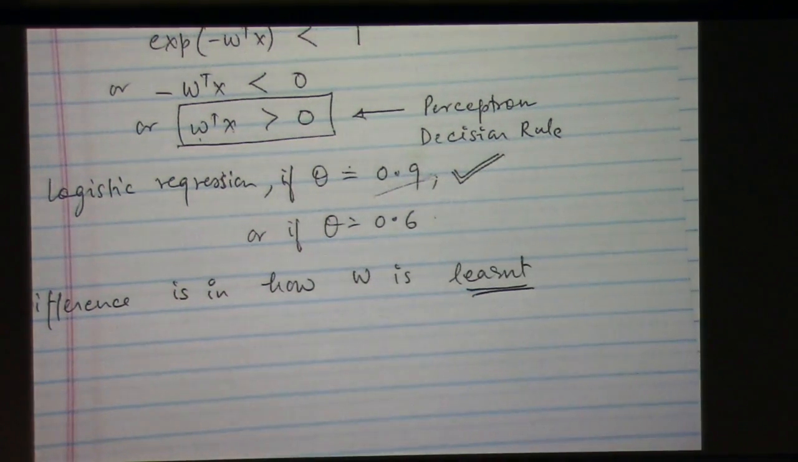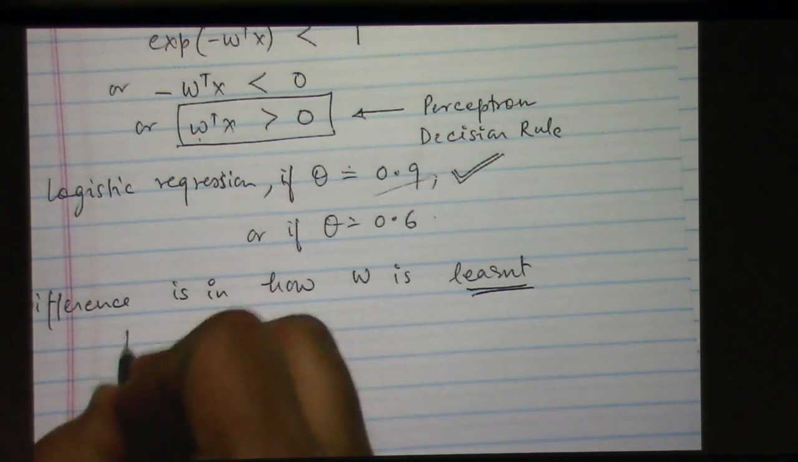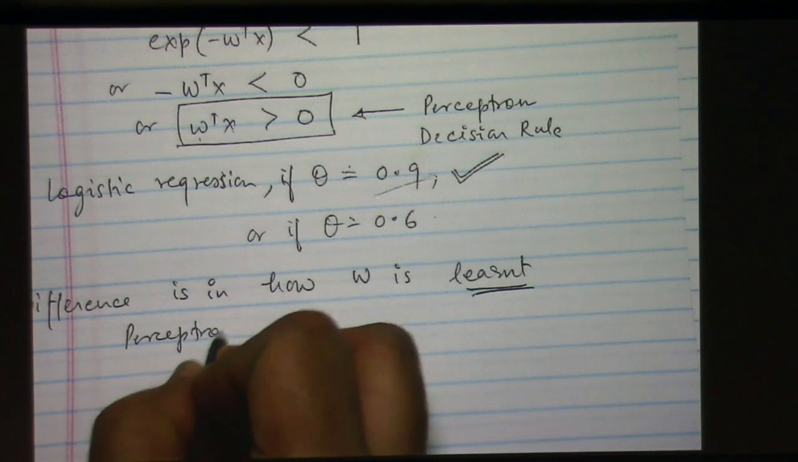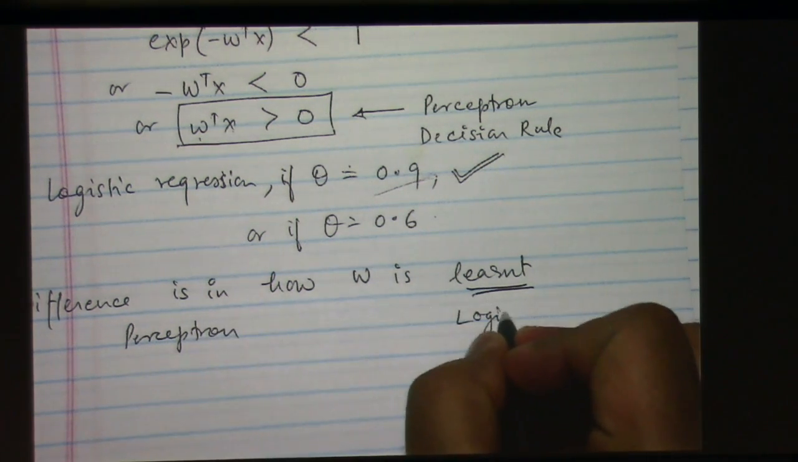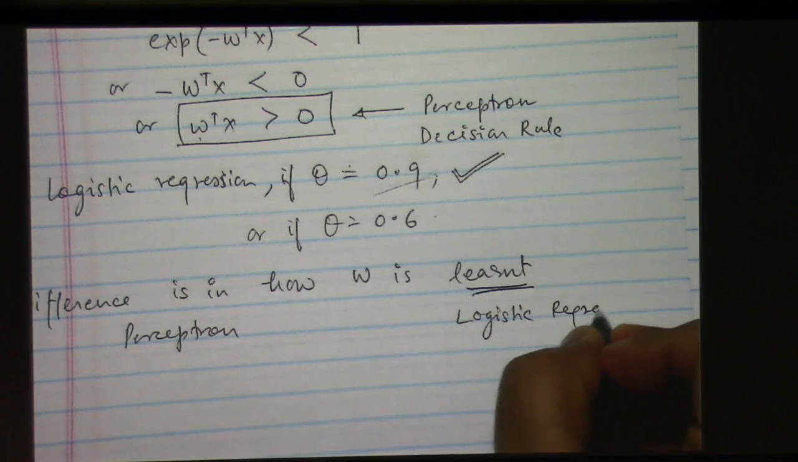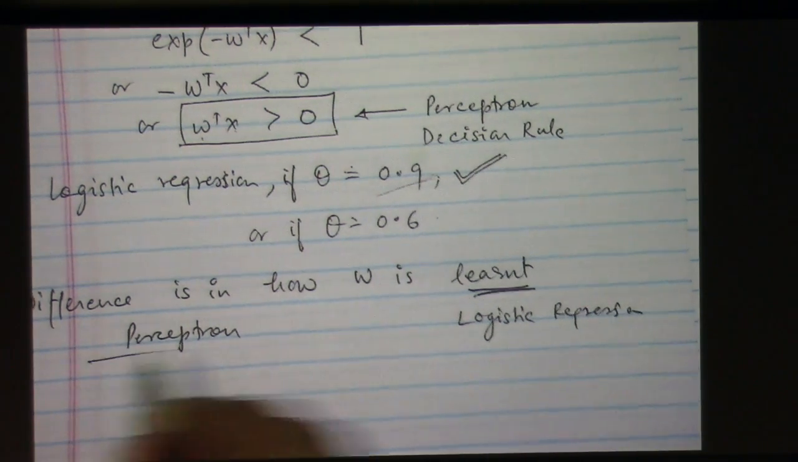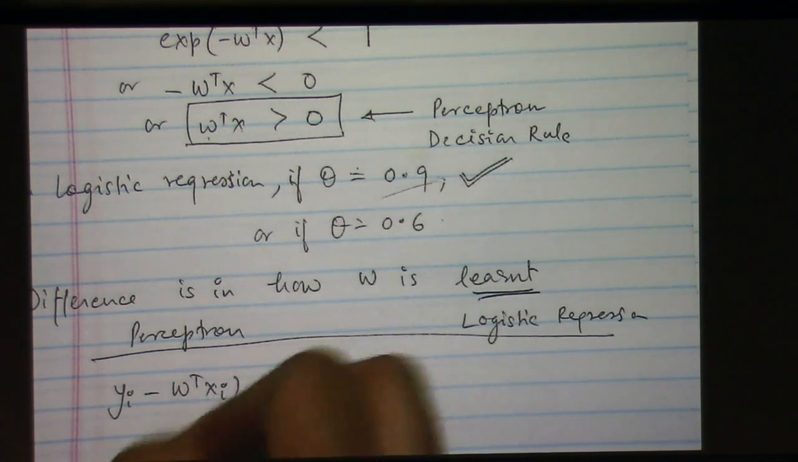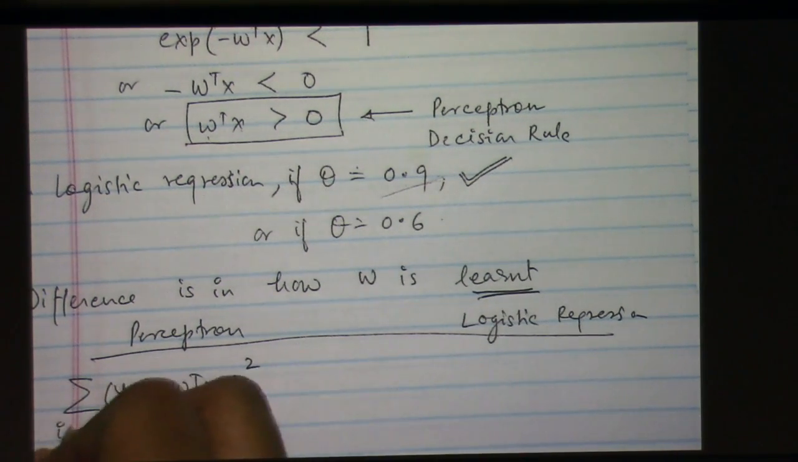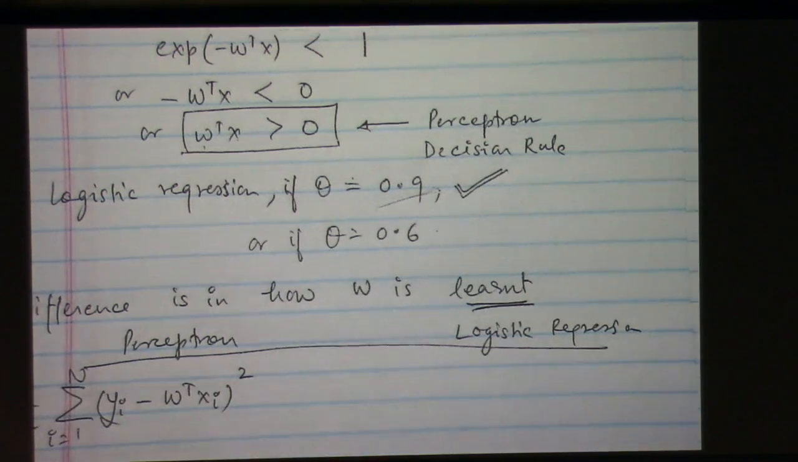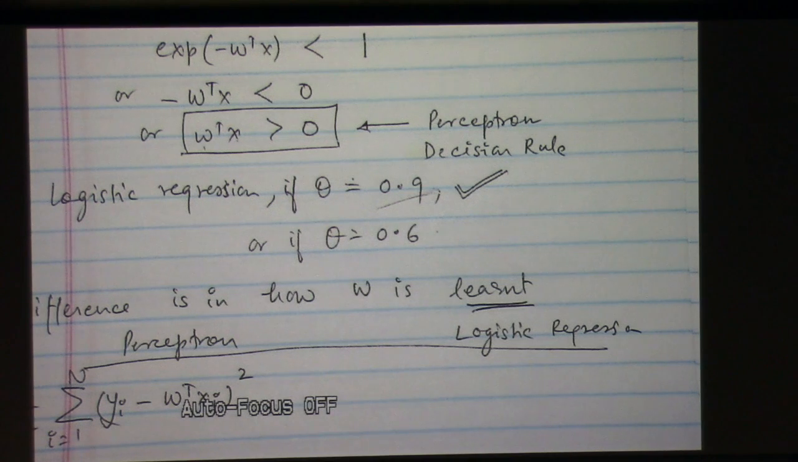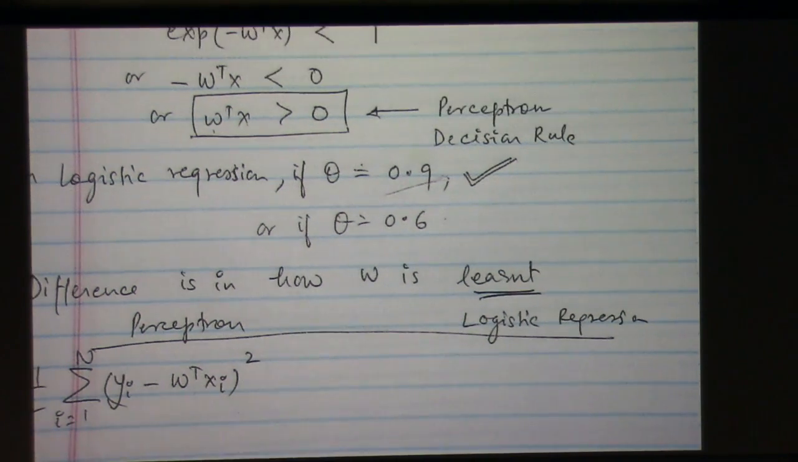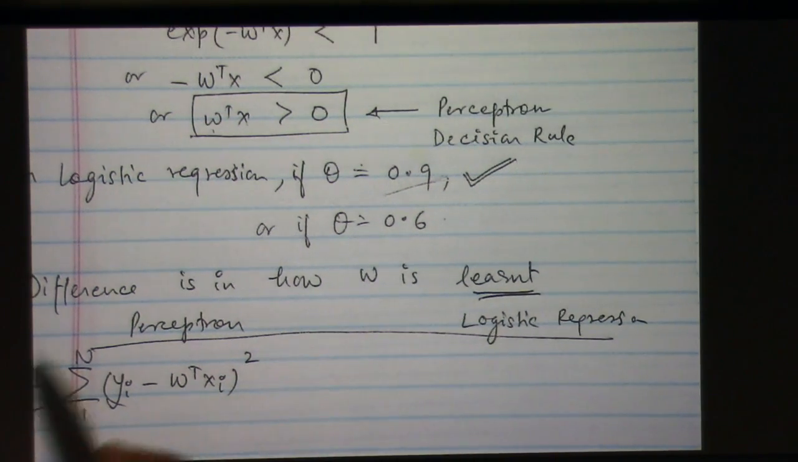So if you remember, in perceptrons, we used a squared loss function, right? In perceptrons, the loss function that we had, this is logistic regression. So in perceptron, the function was yi minus w transpose xi square summation over all i, and maybe a half here, right? So this was our perceptron loss function, and then we optimized that. We found the w that minimizes this.